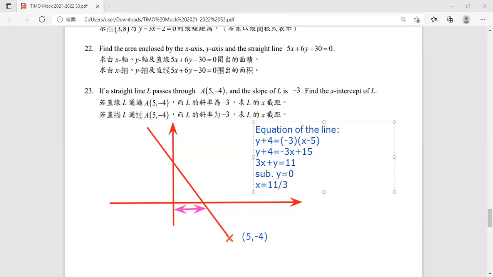So the x-intercept, finish. Of course, you can make it into a mixed fraction. If you have to answer in mixed fraction, it will be 3 and 2/3. Okay, any questions? Any questions?